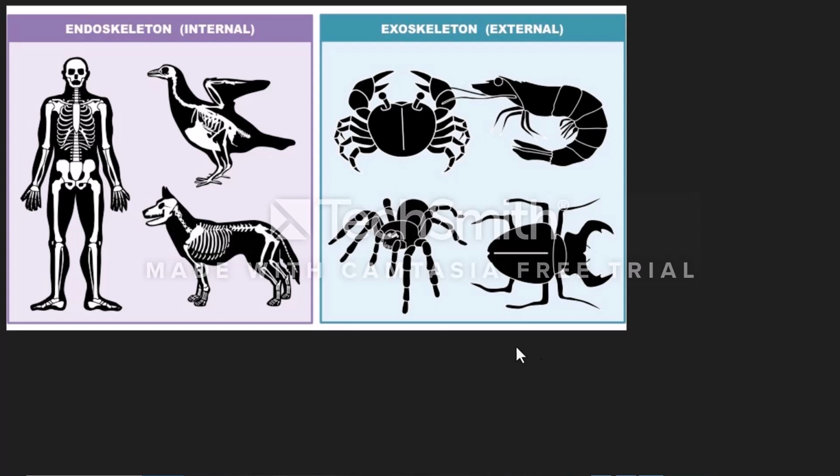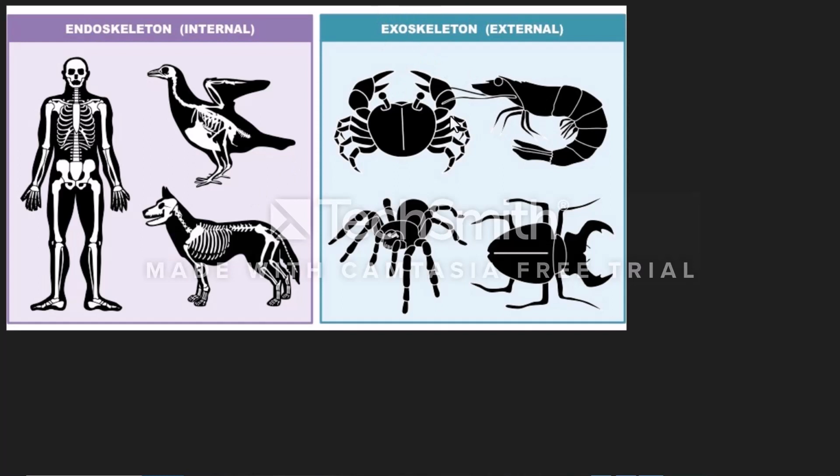Okay, so first we have the endoskeleton. The endoskeleton is found in humans, which is us, birds, and dogs. It's internal. So it's a skeleton of animal vertebrae, which is made up of bone and cartilage.